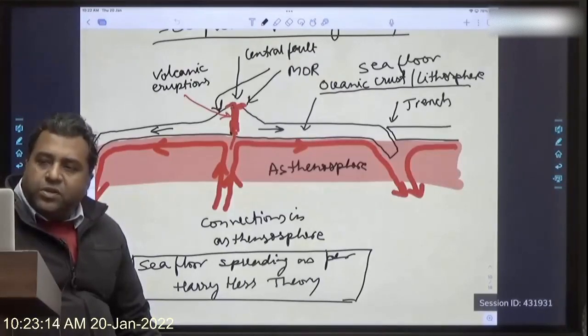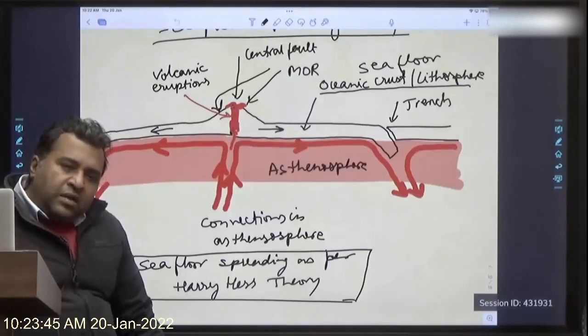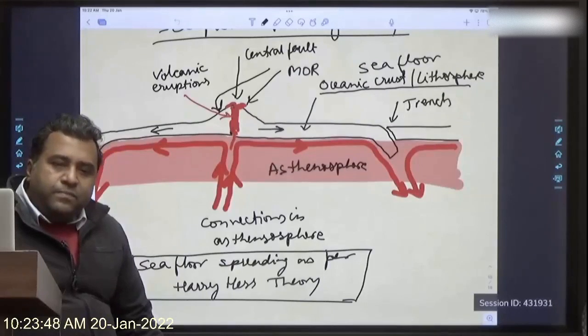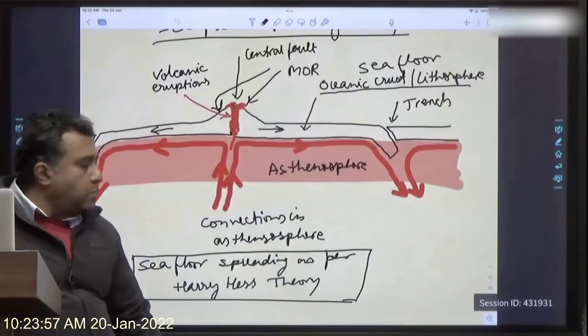Nowhere will you find rocks older than 200 million years, as the whole cycle of ocean floor formation does not take more than 200 million years.